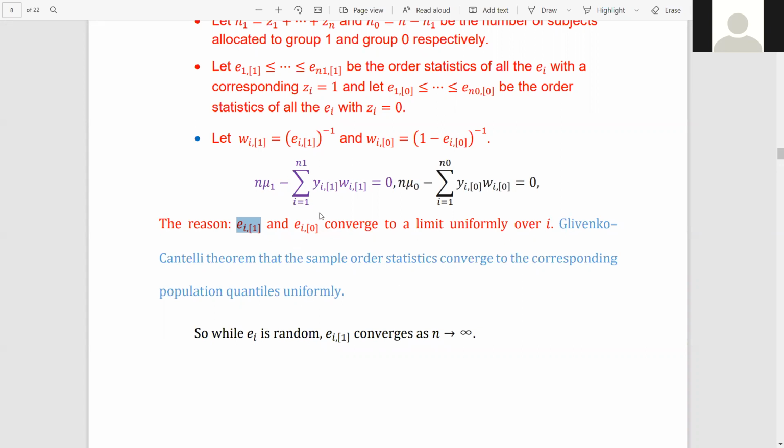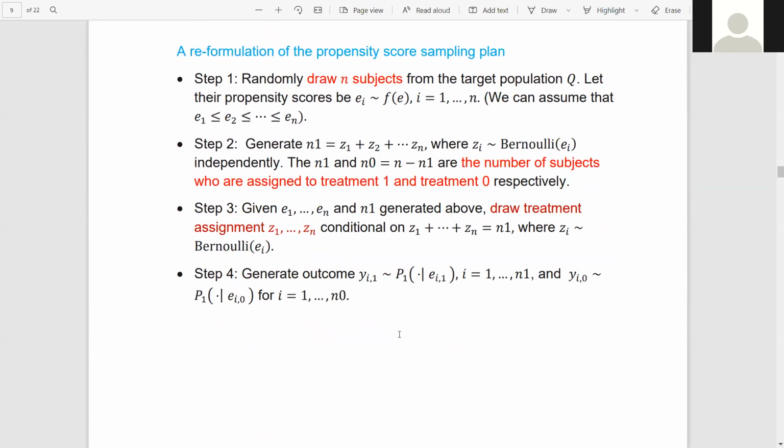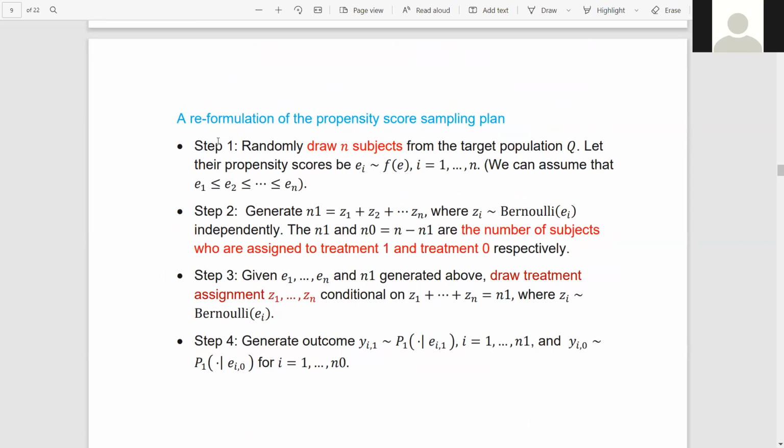Okay, so now we get this order statistic. Originally these propensity scores are random, but if you do the order statistics, then in fact they will have a pattern. They will converge to a fixed quantity. So that will be useful. Okay, so now we're going to reformulate the whole propensity score sampling plan in a way that will help us to remove some of the variation in the total variation.